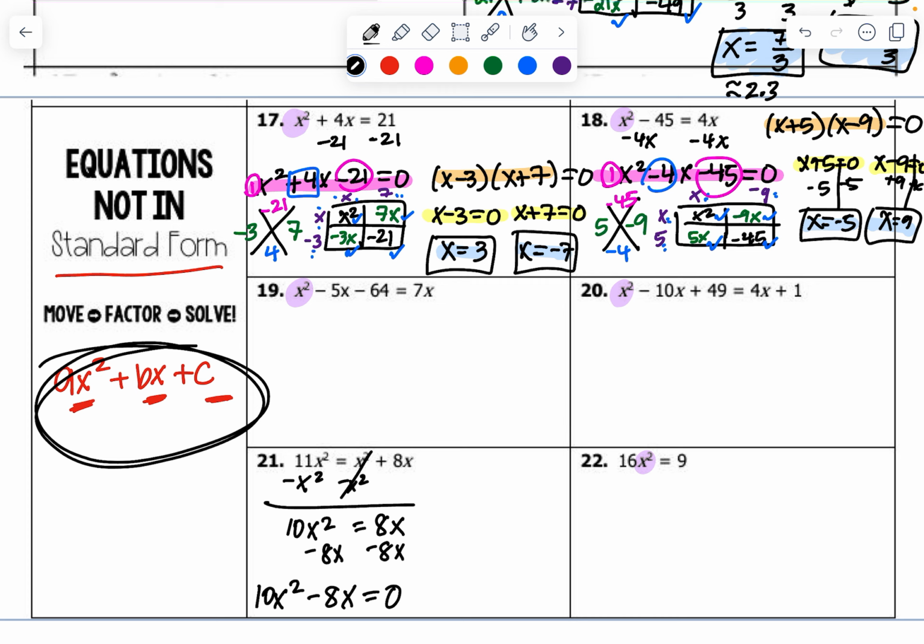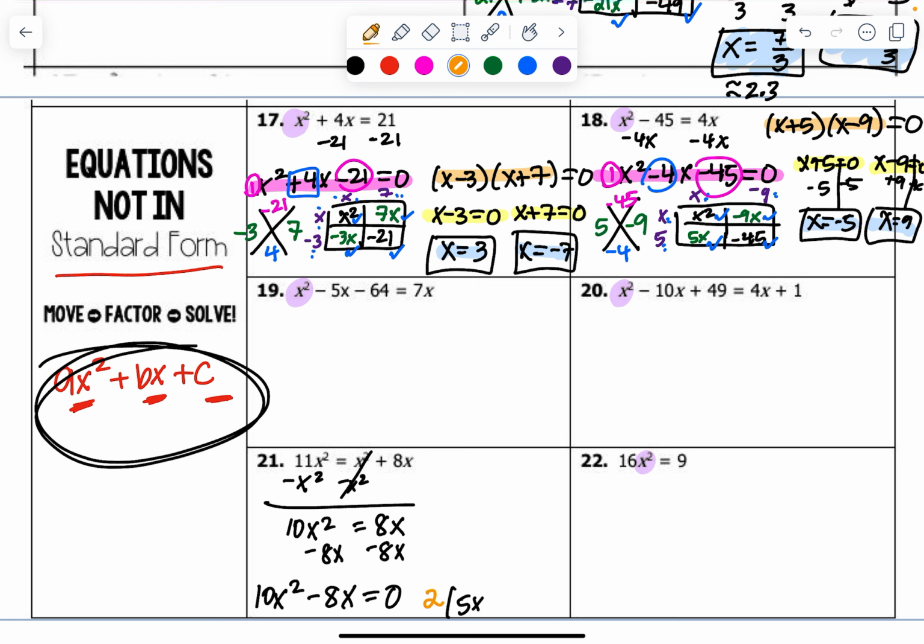A is not negative, but it does have a GCF. 10 and 8 are both even numbers, so they definitely have 2 in common. But is there a bigger one? 1 and 10, 2 and 5. No, that's it. So we're going to factor out our 2. And this is going to become 5x.